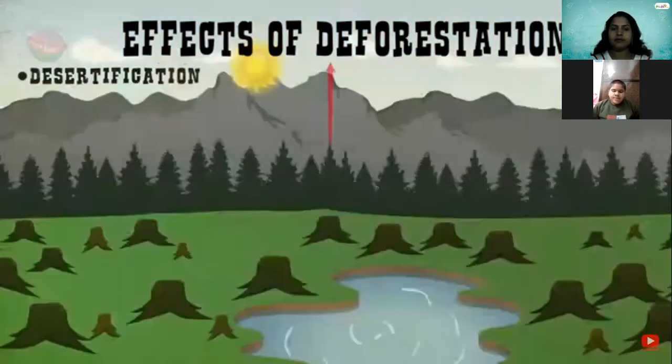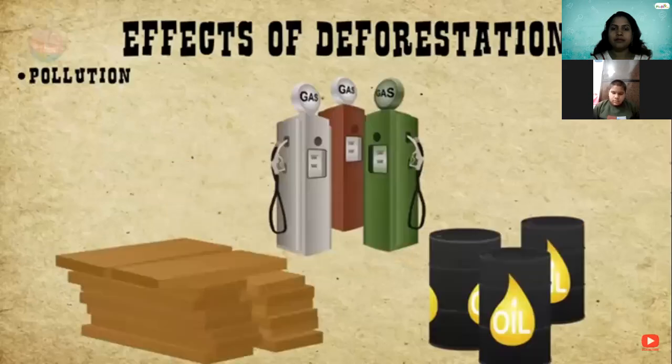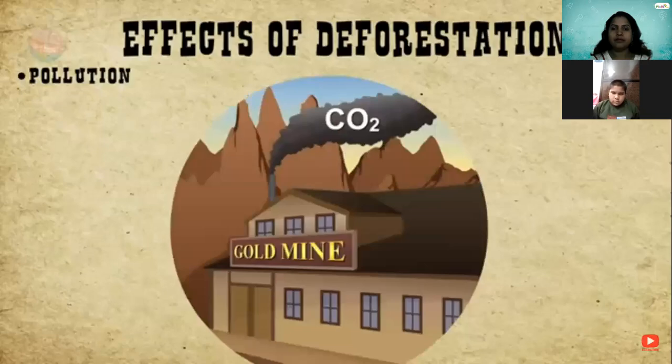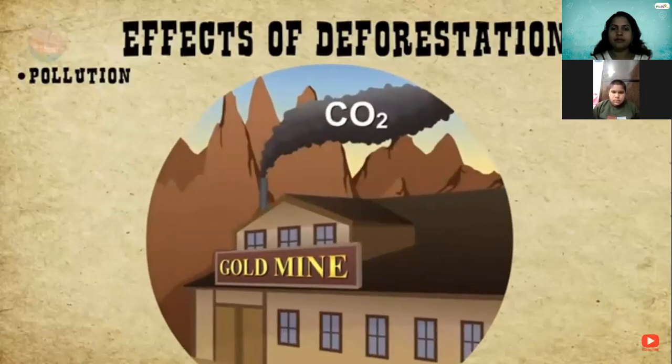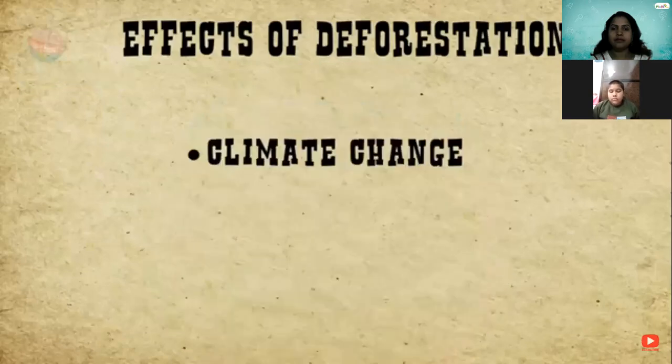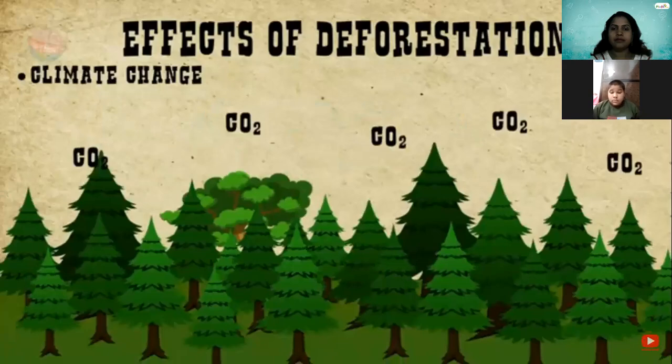Pollution. Among wood, oil and gas are used in various ways to develop houses. This causes lots of smoke and pollution, which is extremely damaging for the environment. Climate change. Trees take a lot of carbon dioxide from the air, which reduces the rate of global warming.